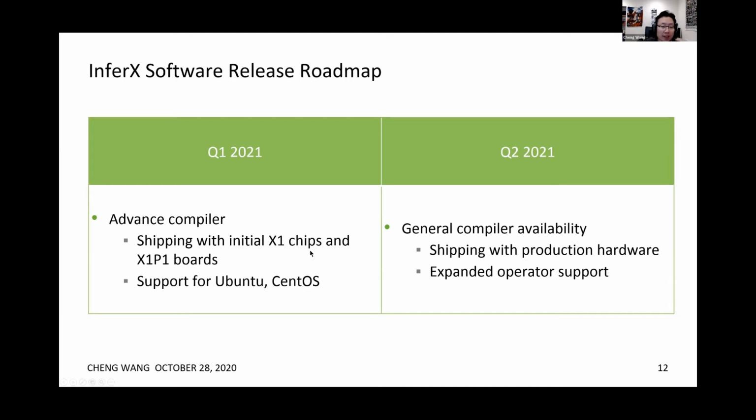So by Q1, we should have an advanced compiler that can handle models that are commonly used by a lot of the models out there, and is also already supported by our initial set of models. So it should cover a good amount of popular models out there. Initial support is, of course, for mostly Unix-based operating systems. And we'll have a more general compiler availability in Q2 with production hardware and, of course, expanded operator support. But realistically, we'll be adding operator support all the time as innovation continues.